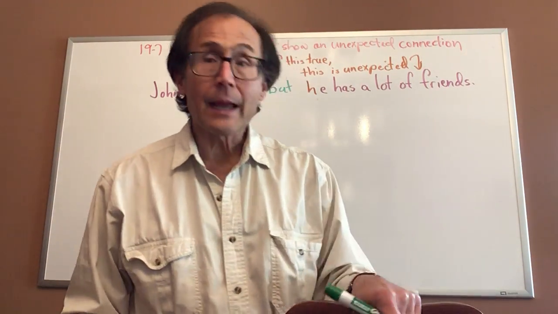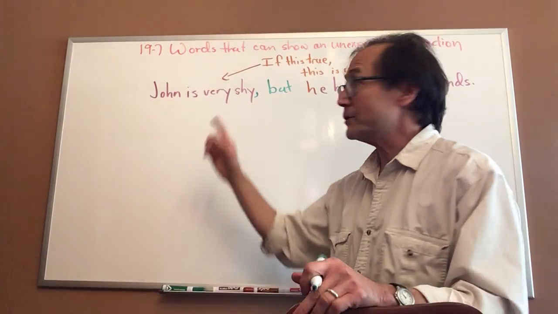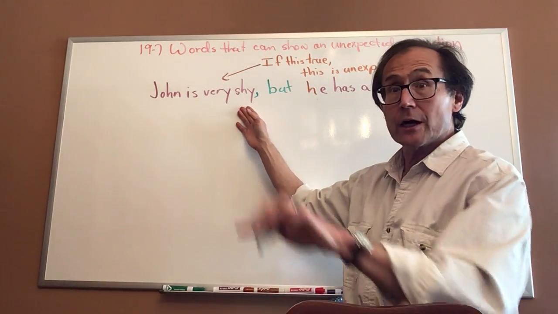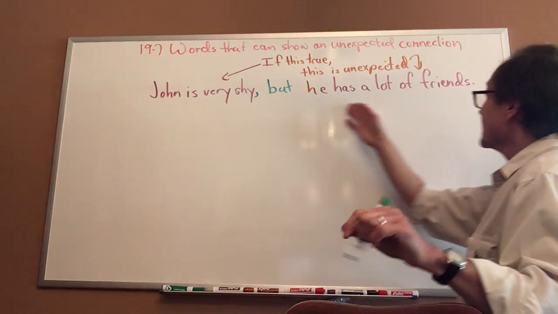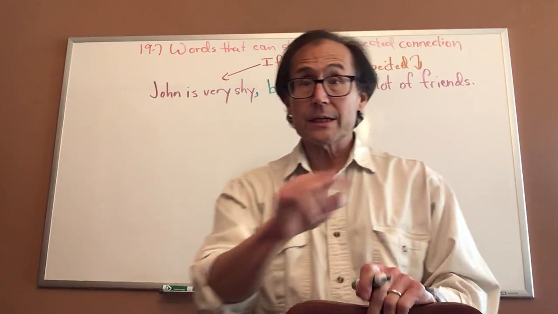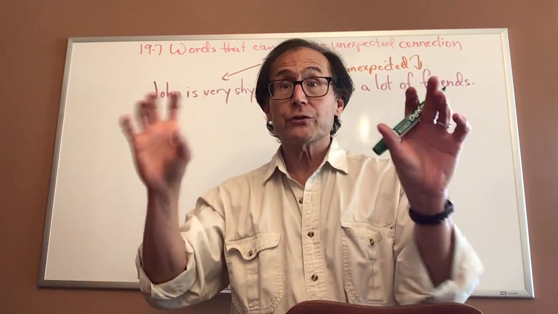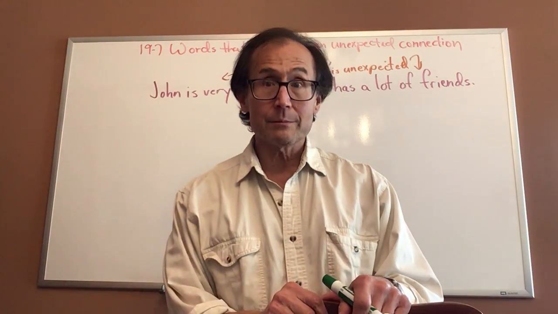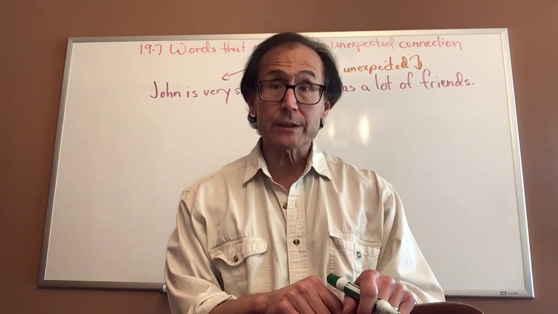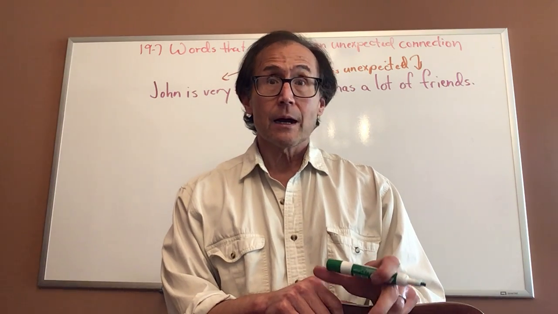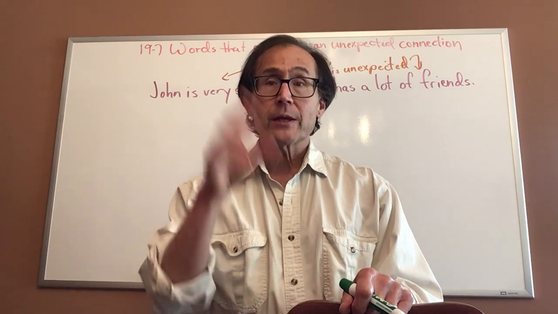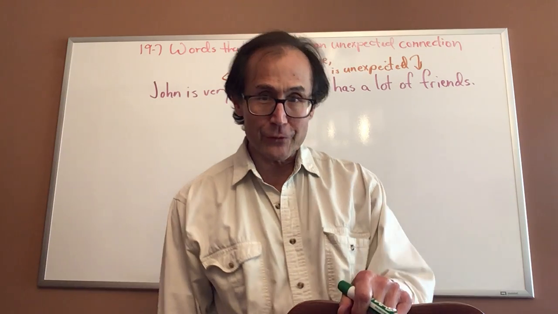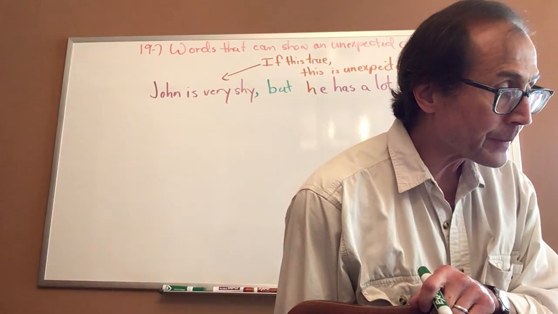Good? And remember, when a but joins two sentences, John is very shy, that's one sentence. He has a lot of friends, that's another sentence. Whenever but joins two sentences, I want to use a comma. Okay? Sometimes if it's a short sentence, you'll see that an author won't use a comma, but you're always safe to use a comma if you join two sentences with but.